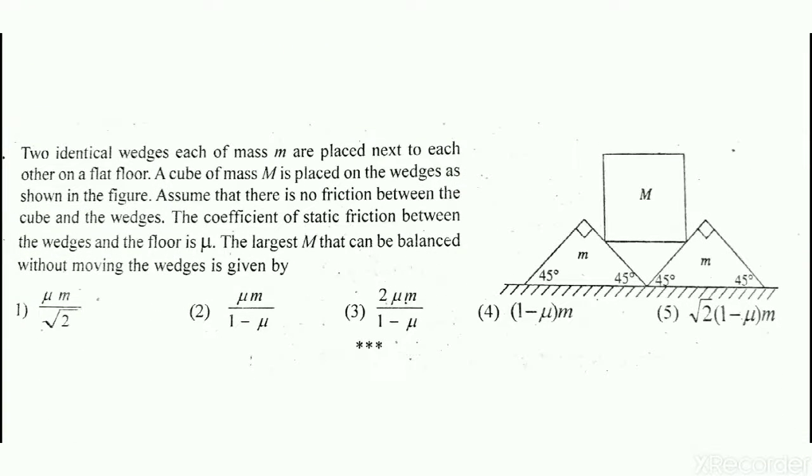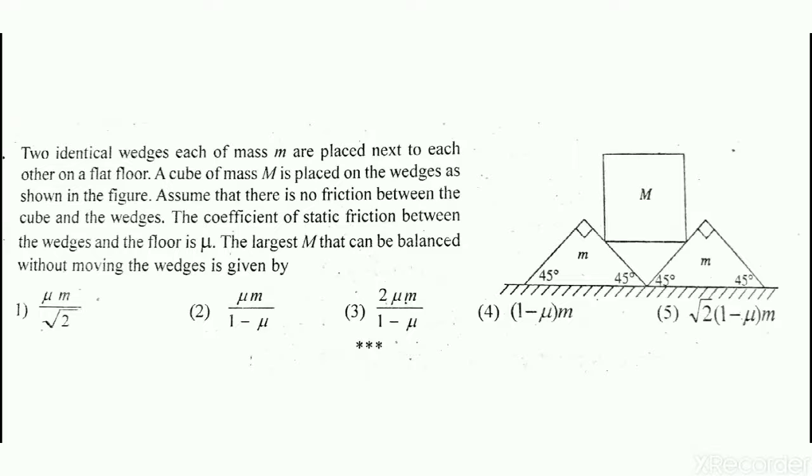Two identical wedges, each of mass m, are placed next to each other on a flat floor. A cube of mass capital M is placed on the wedges as shown in the figure. Assume that there is no friction between the cube and the wedges. The coefficient of static friction between the wedges and the floor is mu. The largest M that can be balanced without moving the wedges is given by. So let's see what is said in this question.